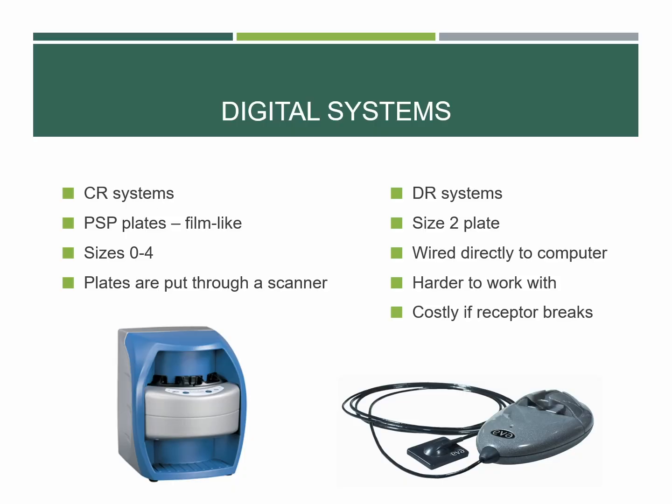Okay, so I've already talked about this a little bit. Digital systems, the CR system. That's what the processor looks like for those CR plates. We have the PSP plates, which are film-like, sizes 0 to 4, that I talked about. Once you take your X-ray, you put that plate through the scanner, and it's going to read it, come up on the computer, and clear it for the next view.